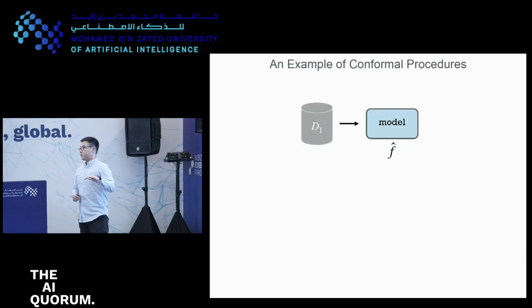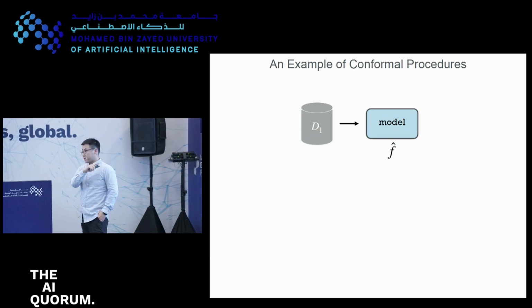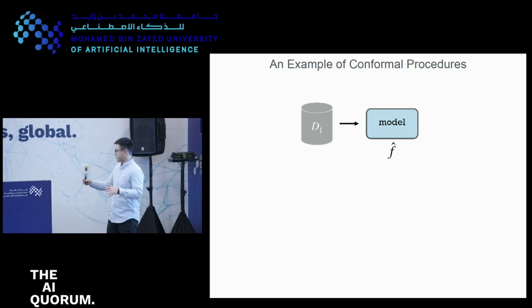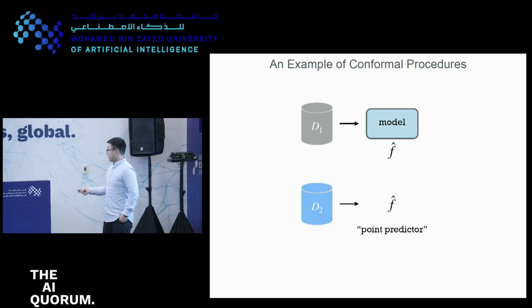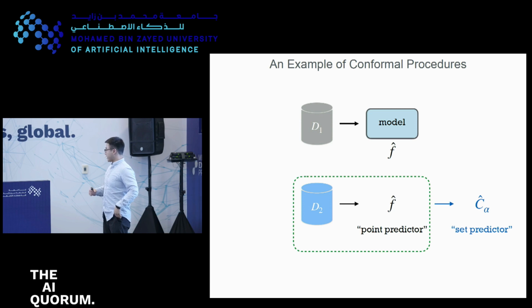For simplicity, in this talk I will focus on split conformal. There are different variants of conformal prediction. Here, suppose we have a training data set D1. We use D1 to train our model, whatever your favorite model is. Given f hat, we use another data set, the calibration data set D2. Given D2, together with this point predictor, we can use conformal prediction to get a set-valued predictor, which is C hat alpha. I will introduce what kind of guarantees this C hat alpha could have.